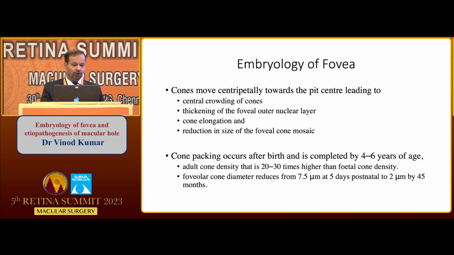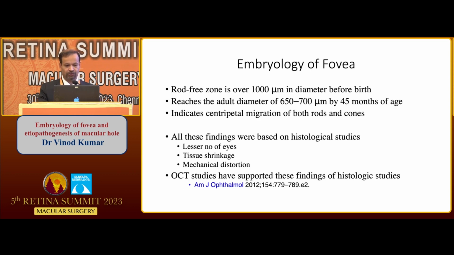When the cones move centripetally towards the pit center, it leads to central crowding of the cones. The outer nuclear layer of the fovea becomes very thickened. The cones, because they have to pack together, become elongated, and there is a reduction in the size of the foveal cones. As I mentioned, cone packing occurs after birth and is completed by 4 to 6 years of age, and that is the reason why adult cone density reaches almost 20 to 30 times higher than the foveal cone density at birth, and the diameter of the cones reduces.